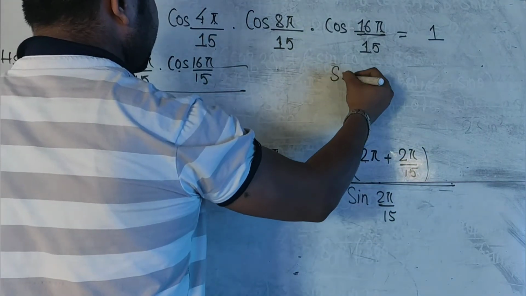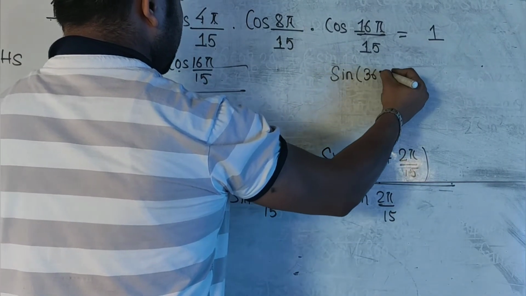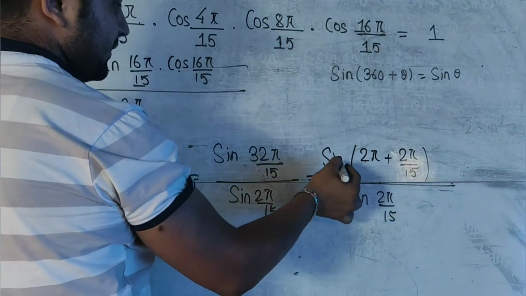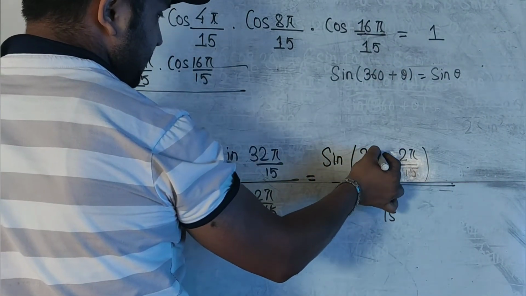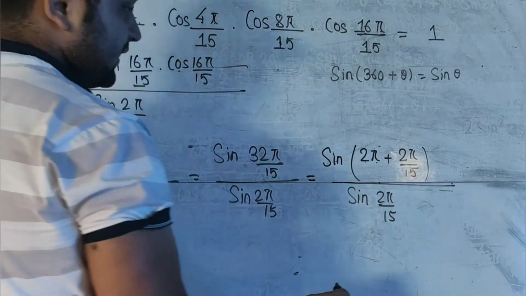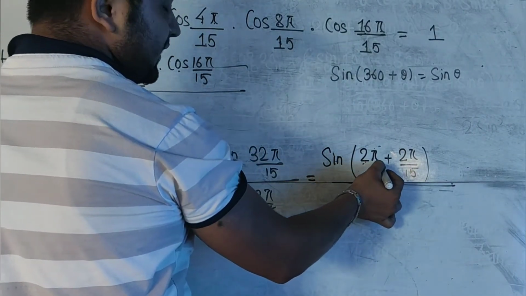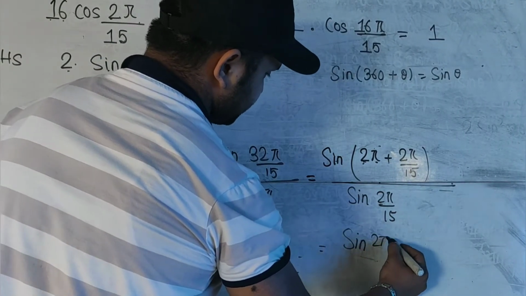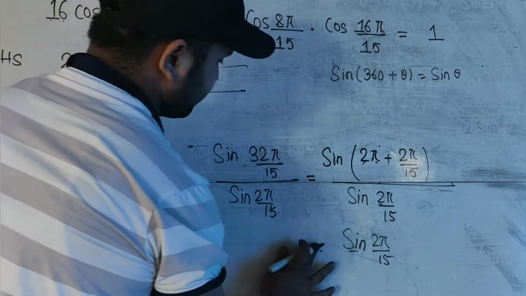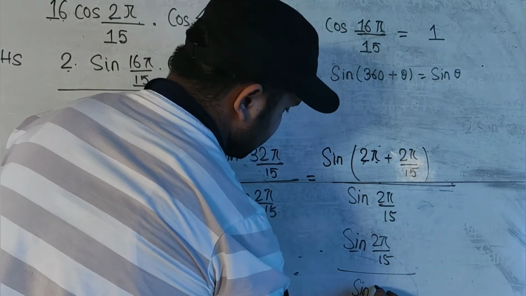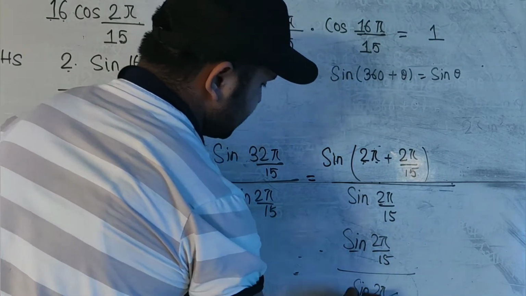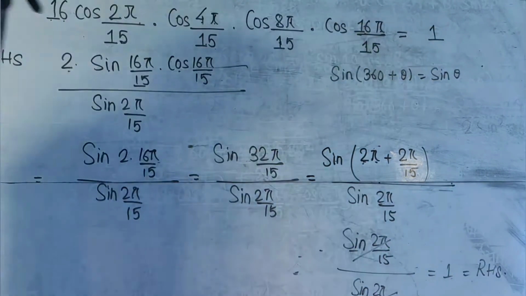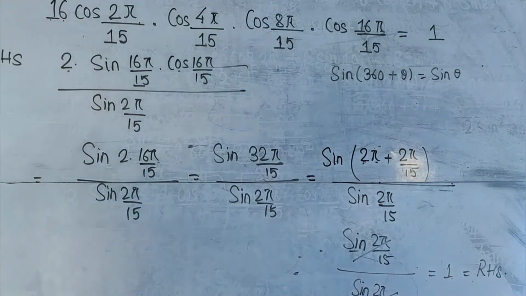We all know the condition that sine 360 plus theta equals sine theta. So here also you have the same thing. 2 into 180 is 360. Pi radian is 180 degrees. So 2 into 180 degrees is 360. Sine 360 plus theta is sine theta by sine 2 pi by 15. This and this cancel and your answer will be 1, which is our RHS. So we proved the given problem in this manner. That's it.